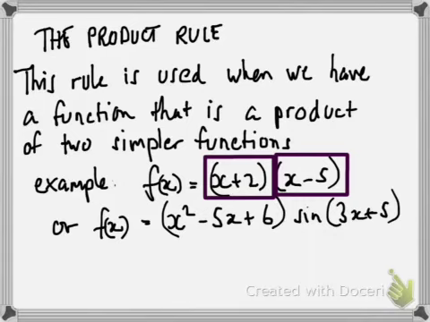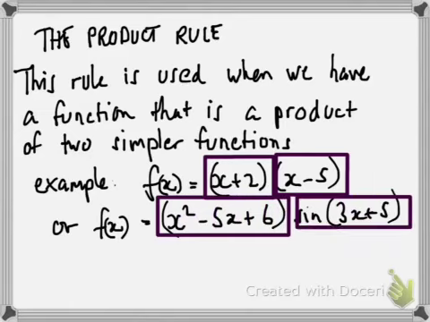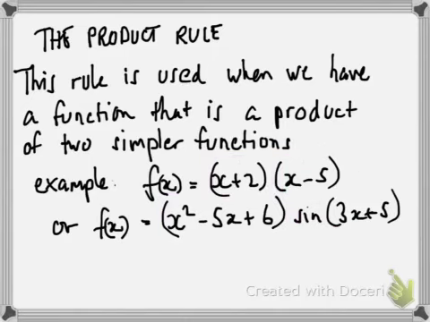Another example, f of x equals (x squared minus 5x plus 6), there's one of them, and sine of (3x plus 5), there's another. Okay, so you can see there the situations where we're going to be using what's called the product rule. We've got the product of two functions.